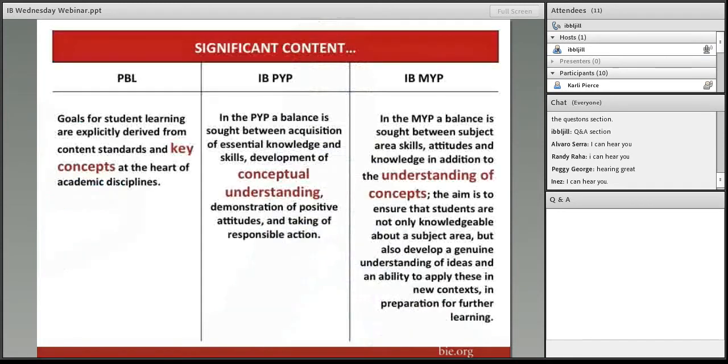So if we look at PBL and what we've just talked about, if we look at PYP, we know that the deep conceptual understanding is the outcome, looking at essential knowledge, skills, and development of that understanding so our students can take responsible action. And we know that in the MYP, there's an understanding of those concepts. Again, skills, attitude, and knowledge to take that learning deeper so that our kids and students develop a genuine understanding of those ideas. Are there any questions so far?